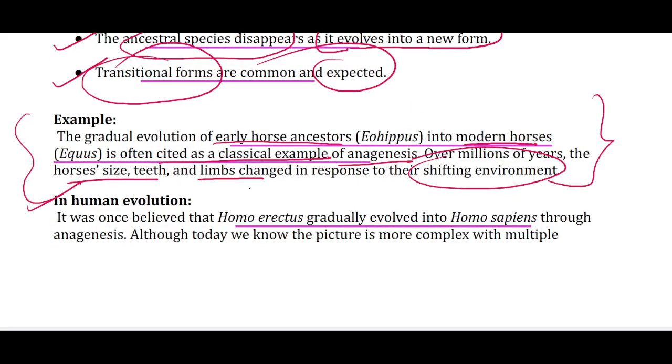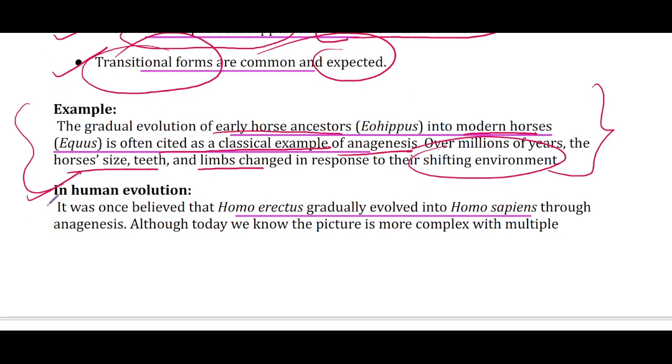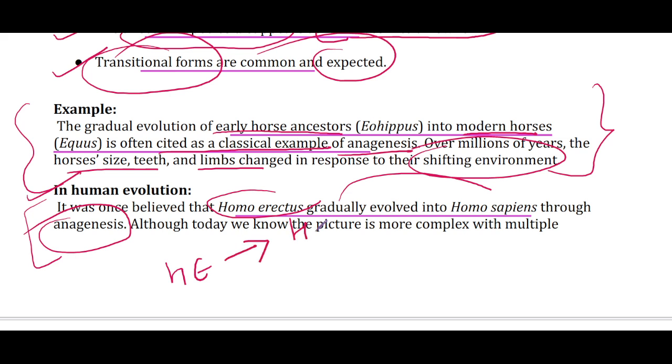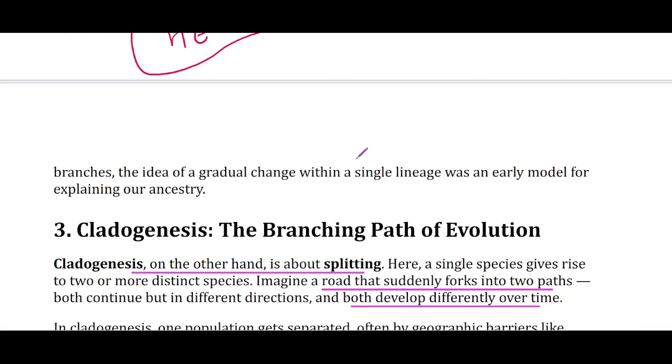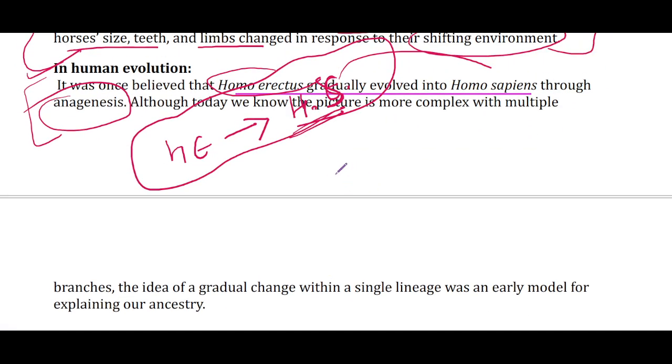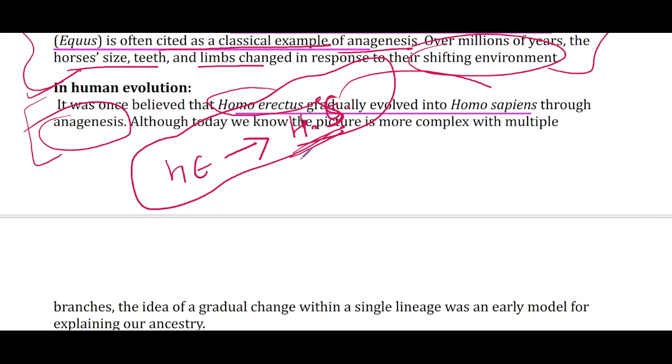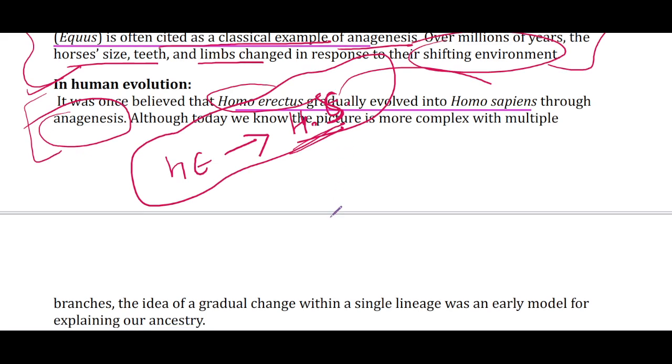Now, the same example in human evolution. So it was once believed that Homo erectus gradually evolved into Homo sapiens through anagenesis. That is, it was believed that Homo erectus directly evolved slowly, by replacing the old model, into the modern Homo sapiens. But right now, this model has come under question because we know that many other species of anatomically modern humans have also come to light.